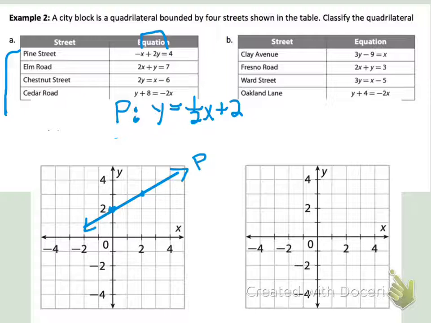Okay, so now I'm going to do the exact same thing, but we're going to do that with Elm Road, and we're going to do it with the Chestnut and Cedar Road.